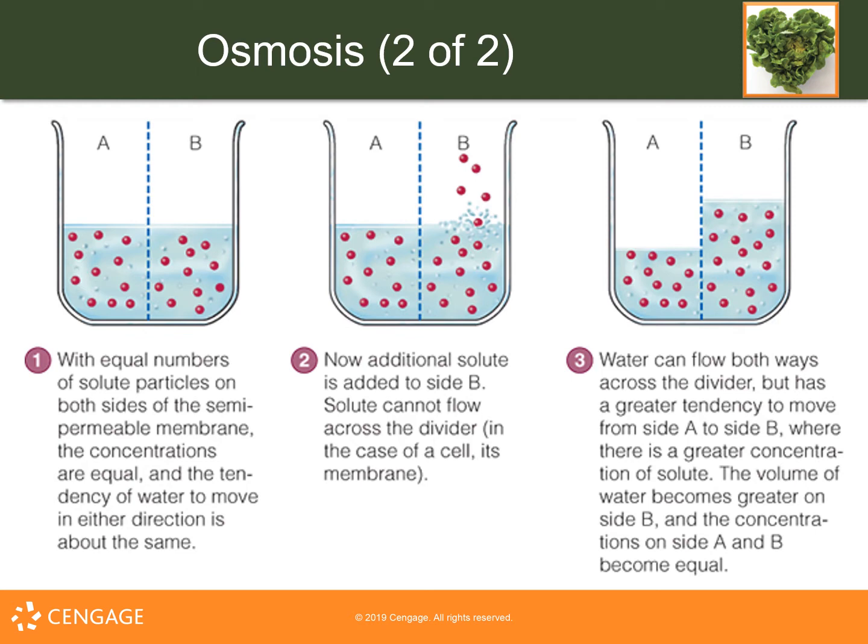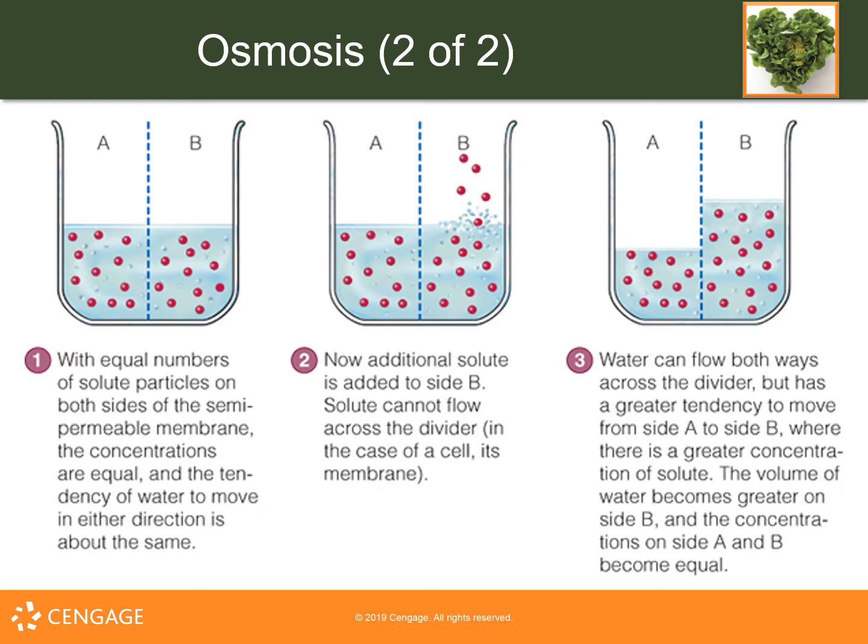So here's another example of osmosis from your book. We see a beaker here, and it says, with equal numbers of solute particles on both sides of the semi-permeable membrane. Our cell membranes are considered semi-permeable, again, because we have those phosphate heads that allow it to be somewhat permeable. Then we have those fatty acids, or that lipid component, that gives it its rigid or hydrophobic component. So it says here, when there are equal numbers of solute particles on both sides of the semi-permeable membrane, the concentrations are equal, and the tendency of water to move in either direction is about the same.